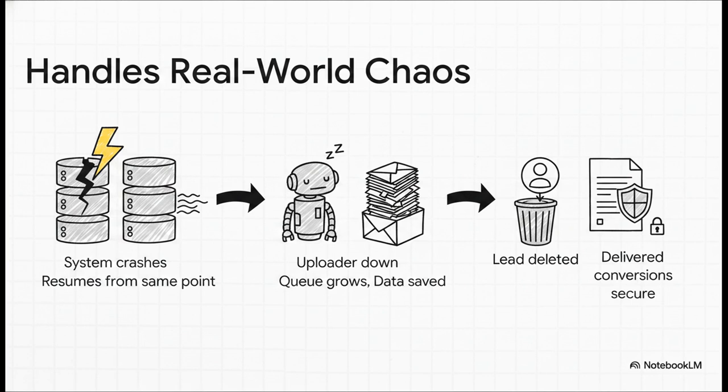What happens if a lead gets deleted from the main database? The system remembers it. The conversion isn't lost. What if the whole thing crashes mid-task? It just picks up exactly where it left off. No lost data, no duplicates. The uploader goes down for hours? No problem. The mail just piles up safely in the queue, and it all gets sent the moment things are back online. It's built to be tough.